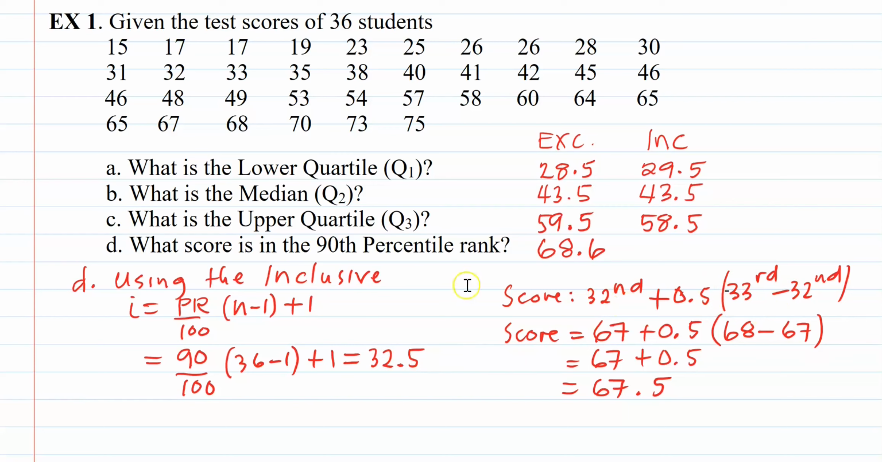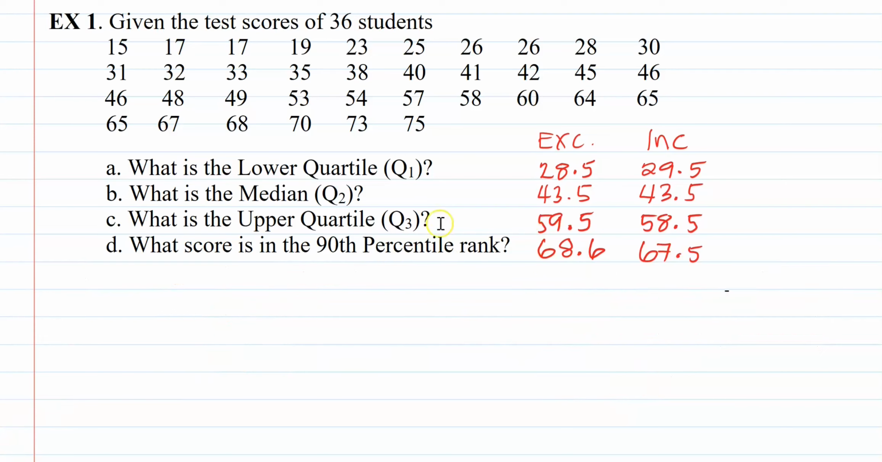And the score on the 32nd position, if you count from the lowest, will give us 67 plus 0.5 of the score on the 33rd, which is 68, minus the score on the 32nd, which is 67. And 68 minus 67 is 1. 1 times 0.5 is 0.5 plus 67, so that will give us 67.5. So the score on the 90th percentile rank using the inclusive method is 67.5.